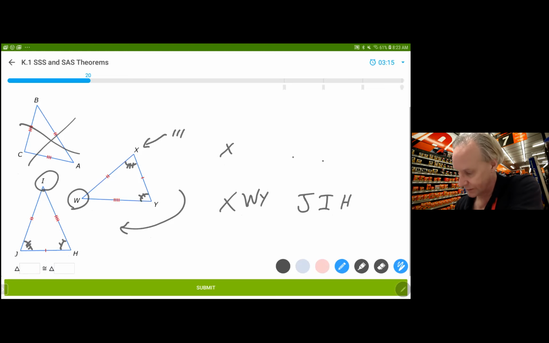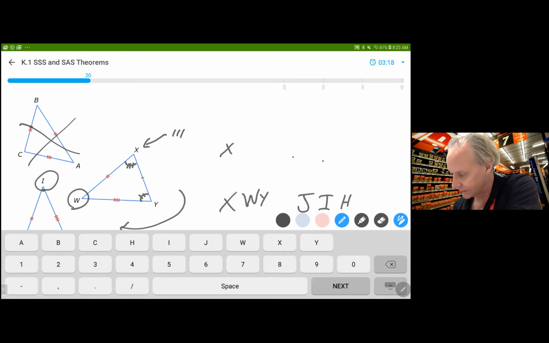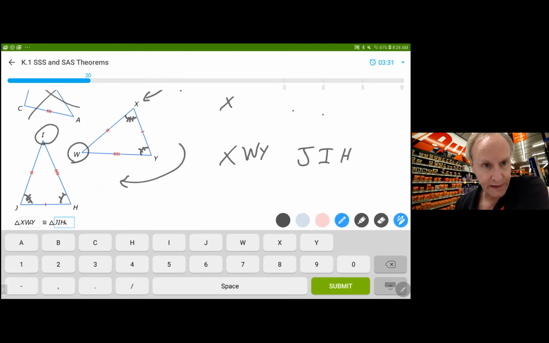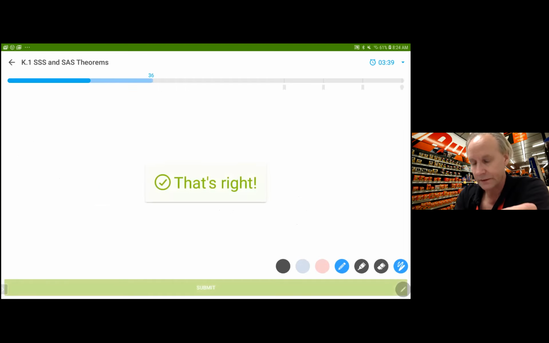I'm going fairly quickly. Hopefully it's good enough. X, W, Y, J, I, H. And the reason that I chose these two is because they both have a 1, a 2, and a 3 marks. And so the sides match up. And we're talking about side, side, side. Okay, let's take a look at another one.